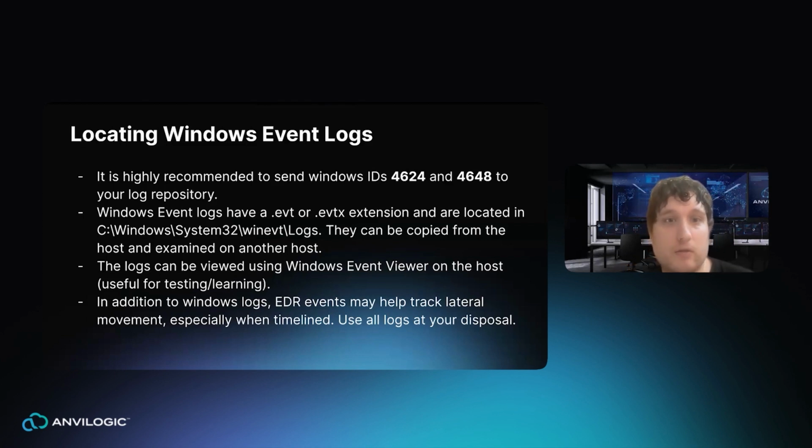Windows event logs have a .evt or .evtx extension, and they're located at that path there. They can be copied from the host and examined on another host, but Windows logs are in a special format, and you have to have a special tool to interpret it, or just use the built-in Windows Event Viewer to look at the logs. It can sometimes be a little dicey converting these EVTX into another format, but there are tools out there to do it. So like I said before, you can use Windows Event Viewer on the host if you're in a lab environment or something like that.